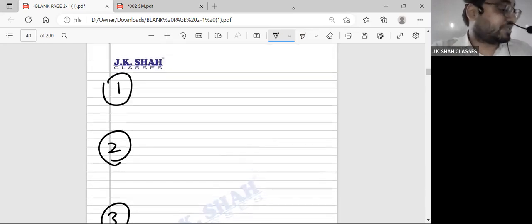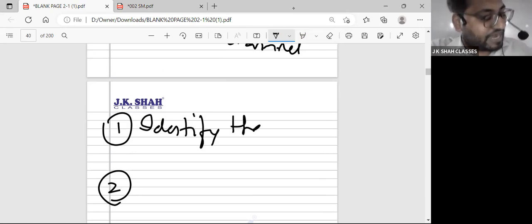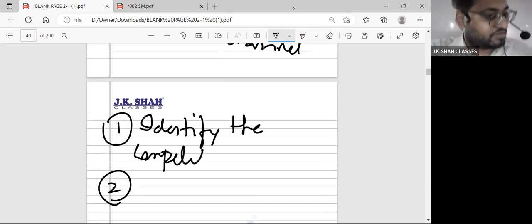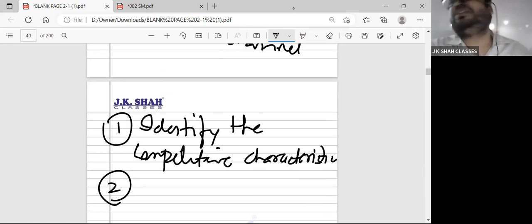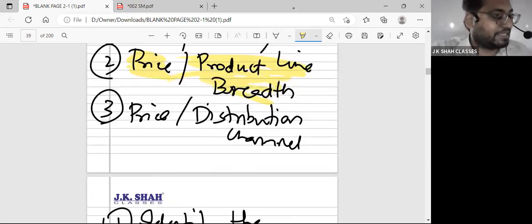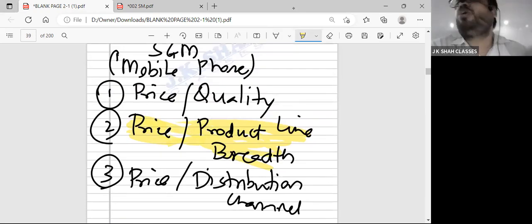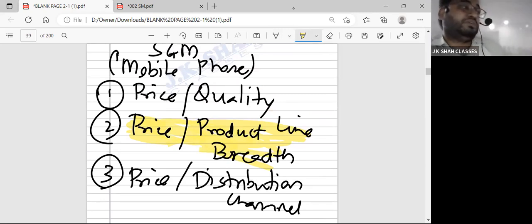The first thing, what is the first step? The first step is to identify the competitive characteristic. To be very honest, we have very limited role in this. First step is generally something which we ask our clients. What is this competitive characteristic? Competitive characteristic means this: on what basis you want me to carry out this SGM? So they will tell us.